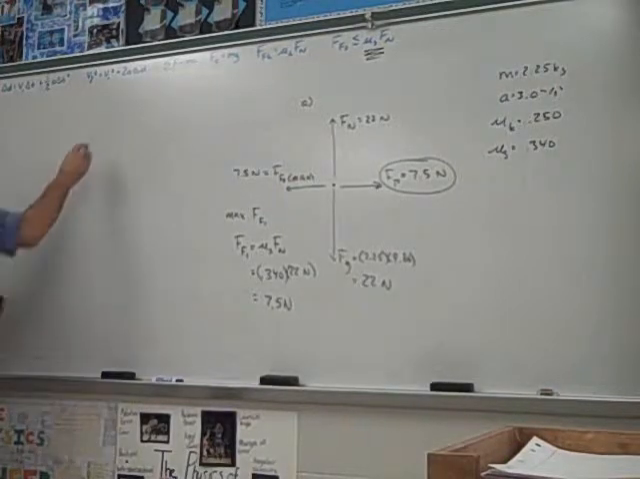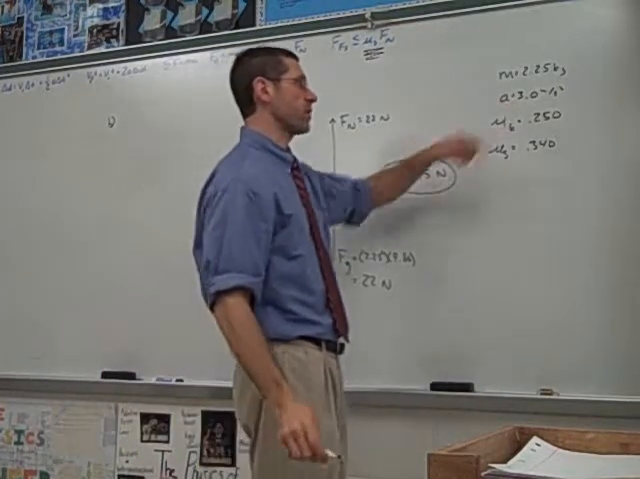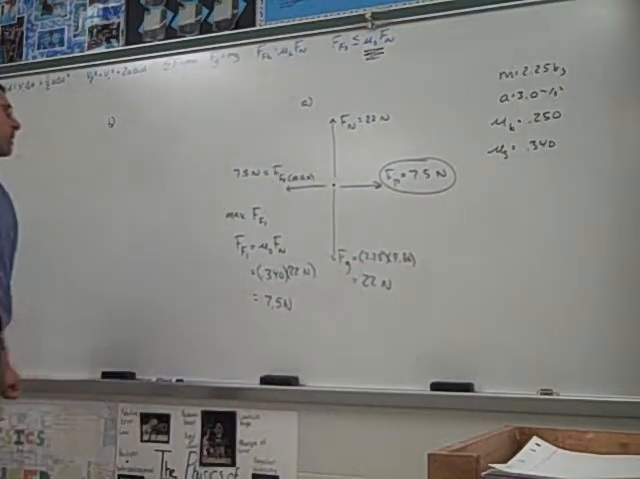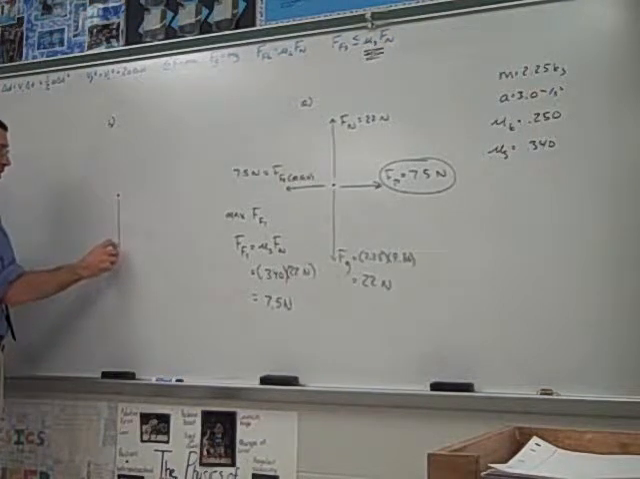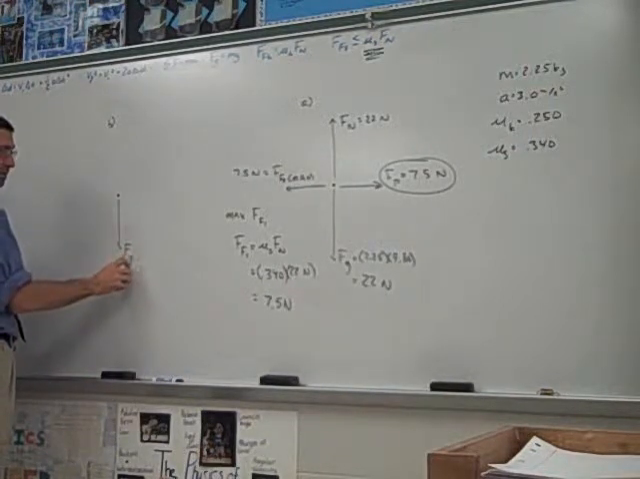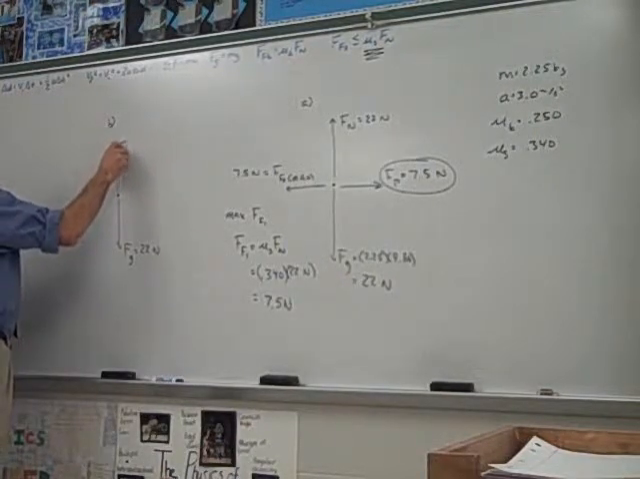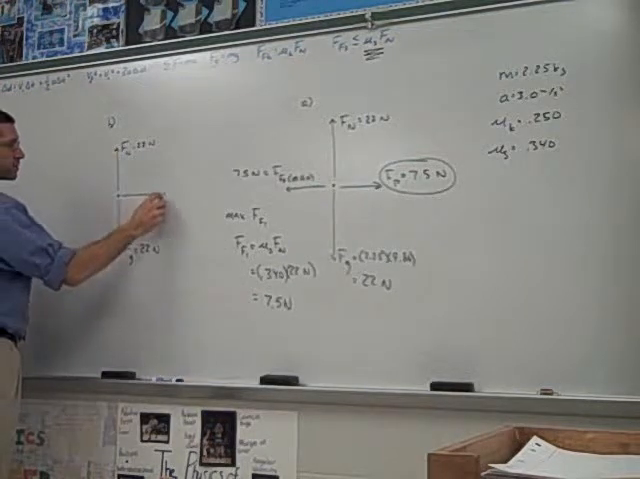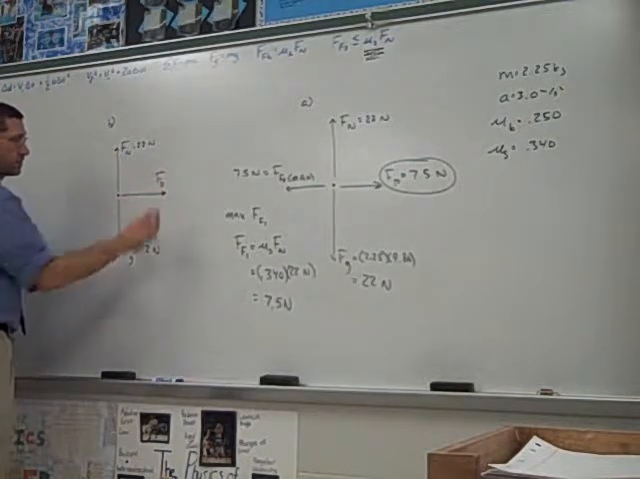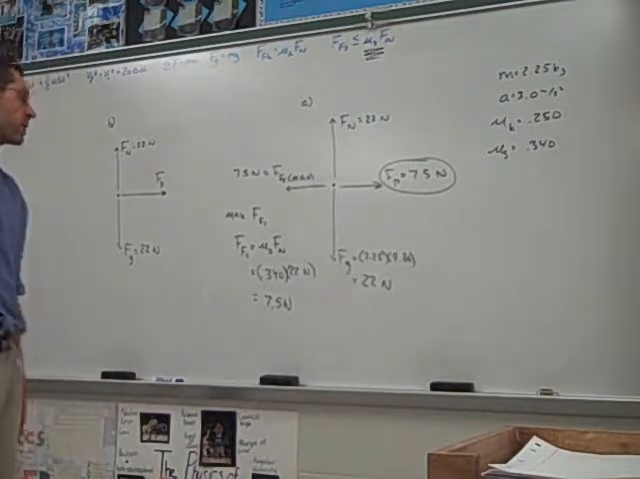Now part B, the book is going to accelerate at 3 meters per second squared. So let's first look at a free body diagram for the book when it's accelerating. Fg is still the same, 22 newtons, and the normal force is still the same, 22 newtons. Now we know we're going to push it this way, and that it's going to accelerate to the right at 3 meters per second squared.